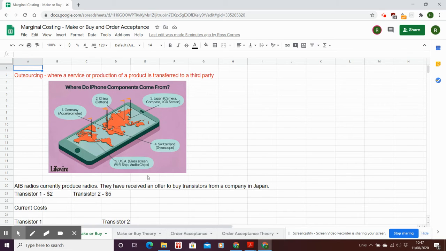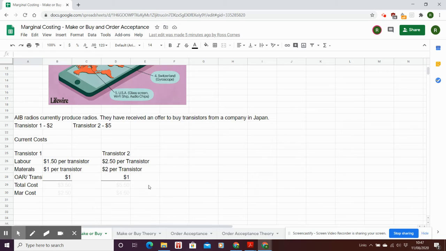So I've made up a scenario here. We'll have a look at what a business would do. We've got AIB Radios, who currently produce radios, and they received an offer to buy transistors from a company in Japan. Transistor type 1, they can buy in from Japan for $2 a transistor, and transistor type 2, they can buy in for $5.